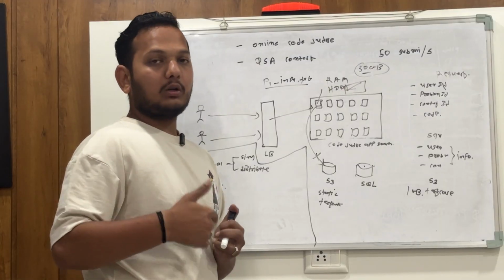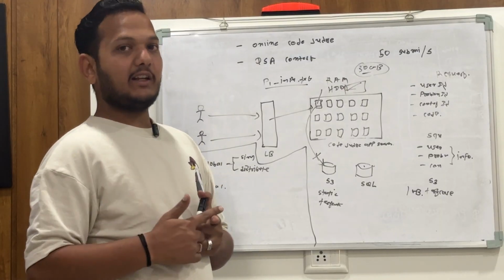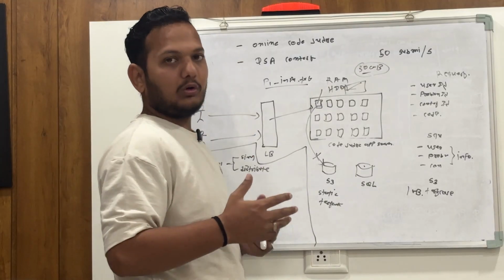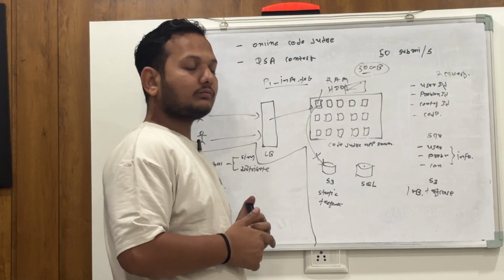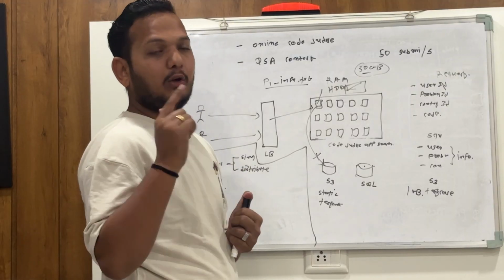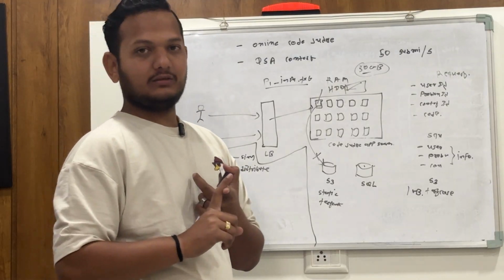Now the important thing is the cache invalidation policy. Let's take one example. My DSA contest has started and one of the participants comes up with a query that one of the test cases is wrong, right?